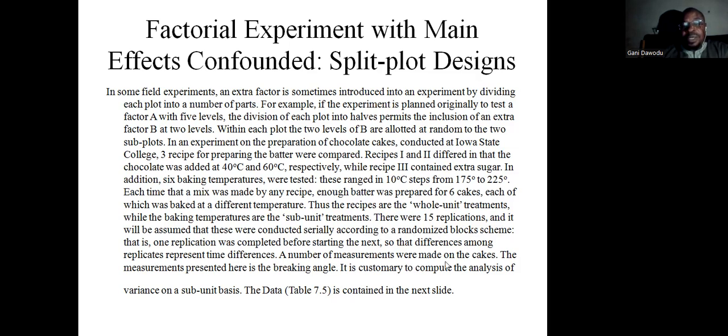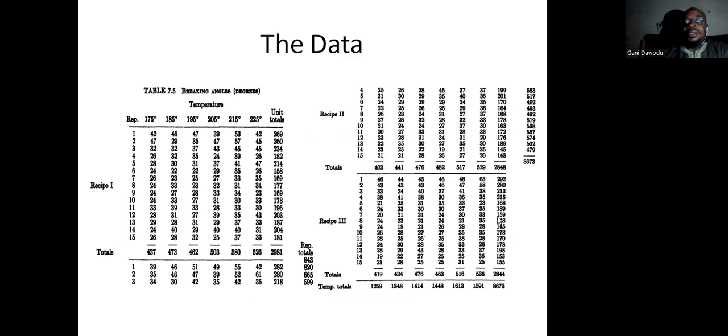A number of measurements were made on the cakes. The measurement presented here is the breaking angle. There's a technique through which you capture the breaking angle. There are some arrangements, but I'll just call it breaking angle, which is to tell some hidden properties about the cake. It is customary to compute the analysis of variance on a subunit basis. We'll soon see what we mean by subunit basis. However, the data is contained in table 7.5. Next slide. All right.